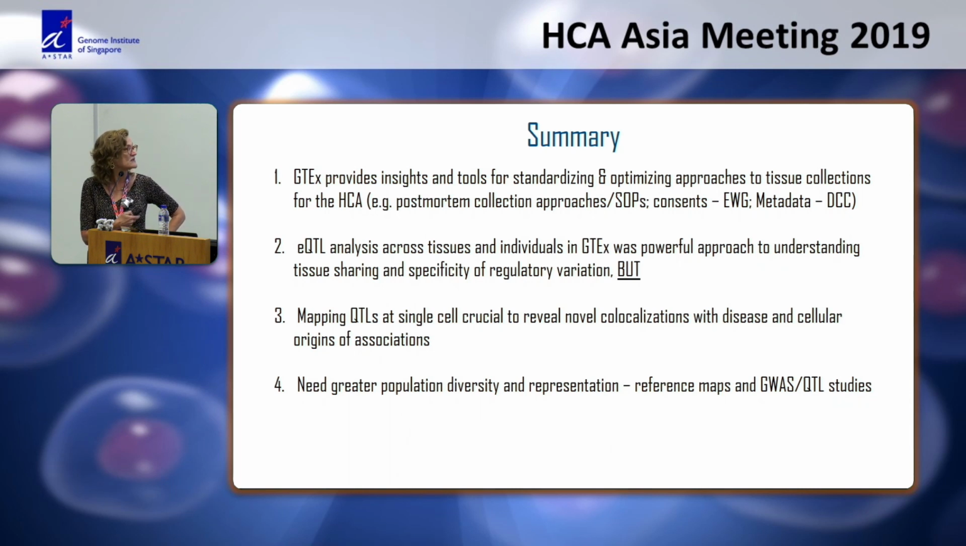And finally, what we really need is greater population diversity. We can't go forward and repeat what the genetic studies have done to date. We really need diversity and representation, and we need, at least at the level of the reference maps, to make sure we have that as a baseline. Even if that's not true for all of the GWAS or QTL studies going forward, because those will depend on where we can get very large sample size for a given tissue or for a given blood or for a given population.